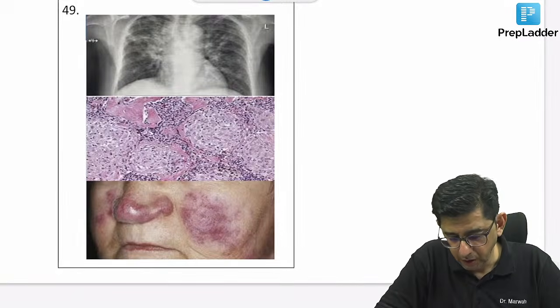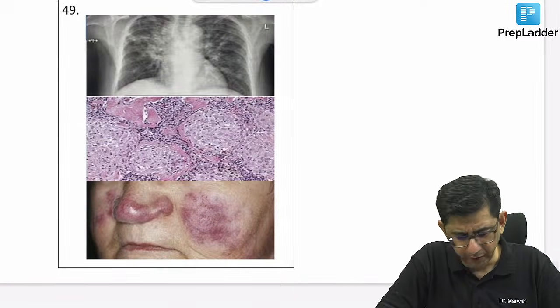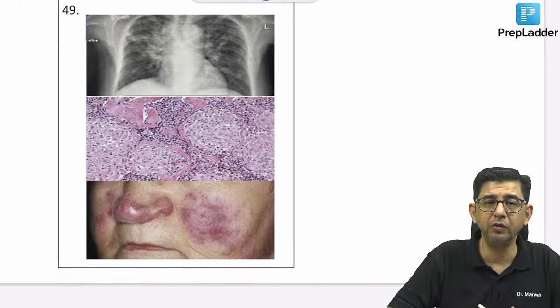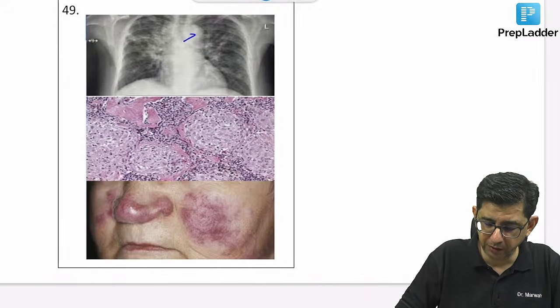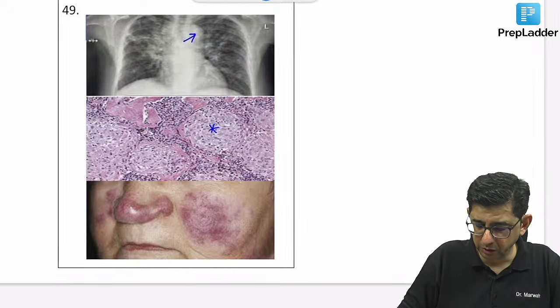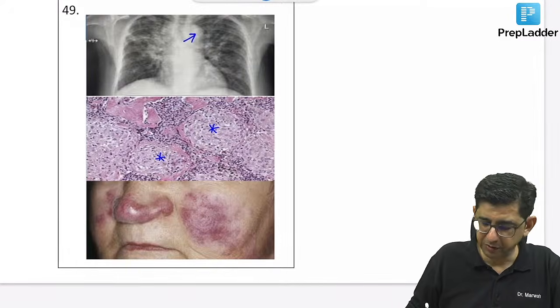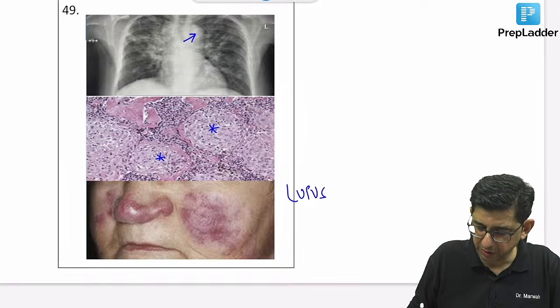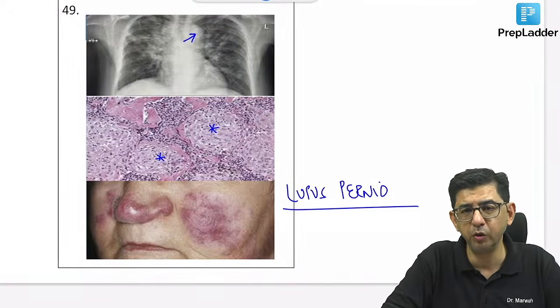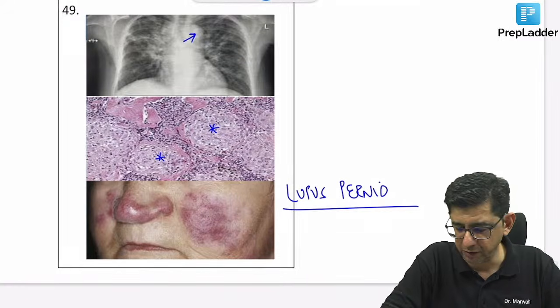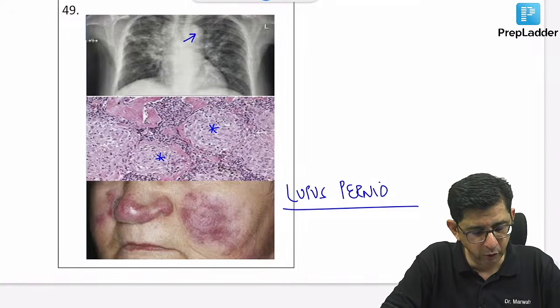Okay. The next case is what I have already discussed, but still I wanted to mention regarding the skin manifestation of this. So you can see that massive hilar lymphadenopathy. You can also check out the non-caseating granulomas, suggesting sarcoidosis. Yes, the skin manifestation in this case would be lupus pernio. Yes, that's the skin manifestation. Lupus vulgaris is skin TB, but the skin manifestation that would be present here for sarcoidosis would be lupus pernio.